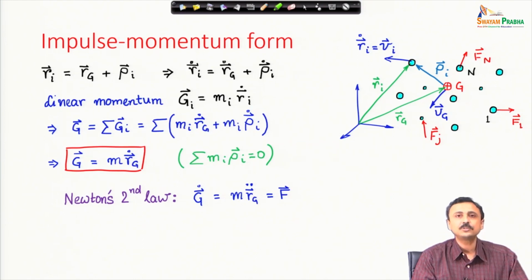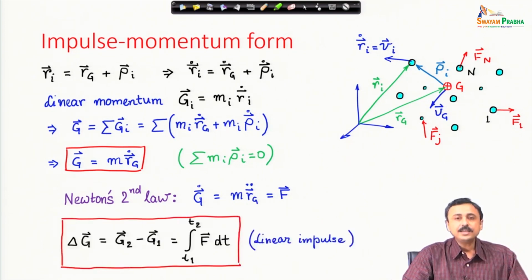So, this generalizes Newton's second law for a particle, but the only thing you have to remember is that we are discussing the acceleration. This involves the acceleration of the center of mass. If I integrate over time, I get the change of linear momentum of the system equal to the impulse of the force between two time instants. So, this is the linear impulse.